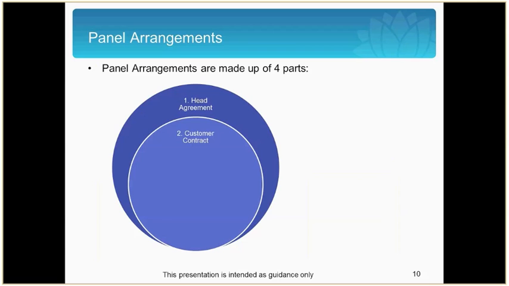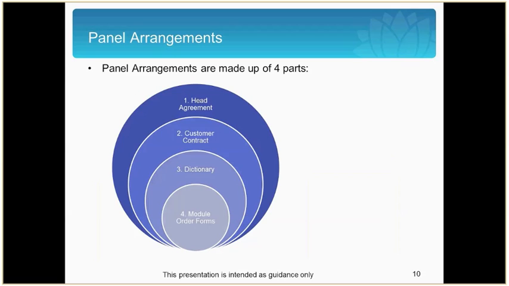The second part is the customer contract, which defines the relationship between the contract authority and the contractor for the supply of products and services. In Procure IT, the head agreement must be cross-referenced in Item 7 of the General Order Form in the customer contract. Part 3 of the framework is the dictionary, which outlines defined terms that the contracting agency and contractor need to be aware of. The last component are the module and module order forms.